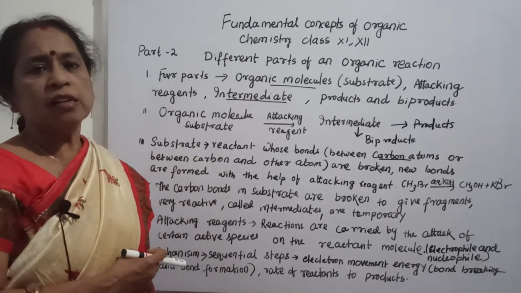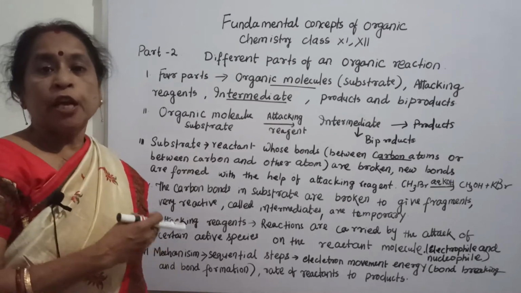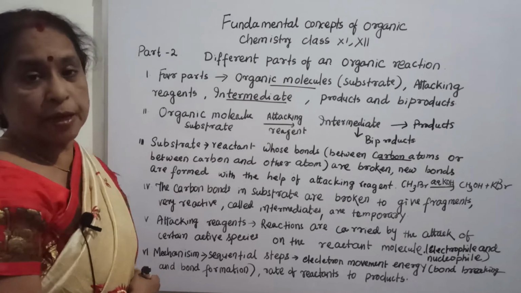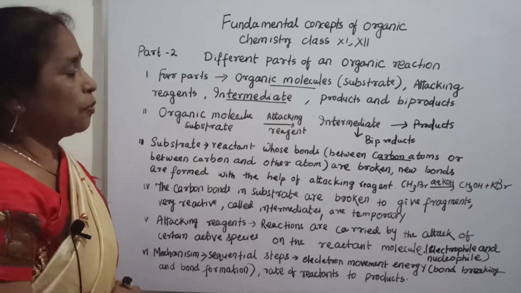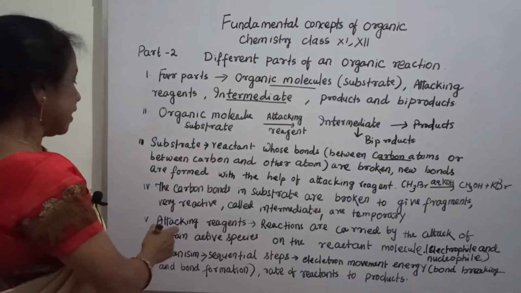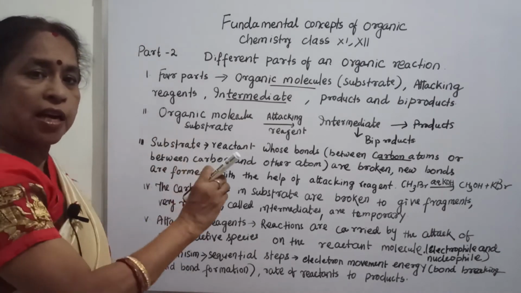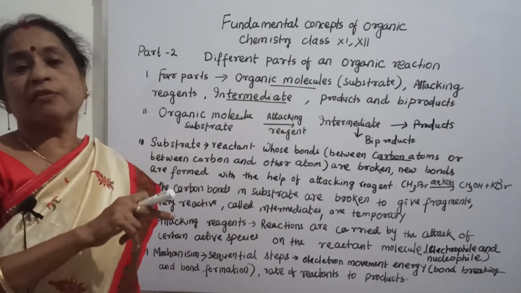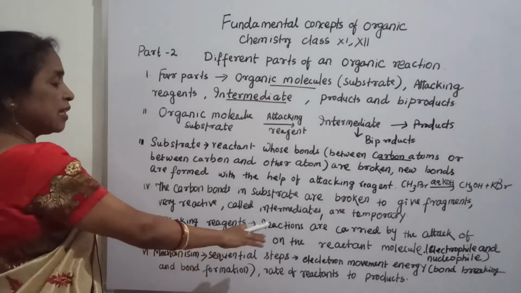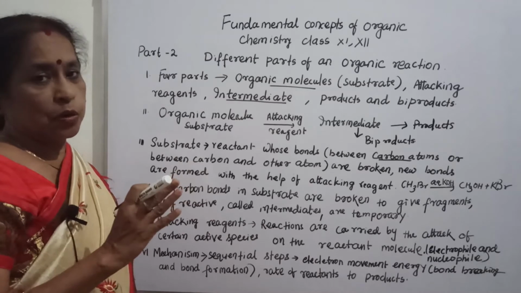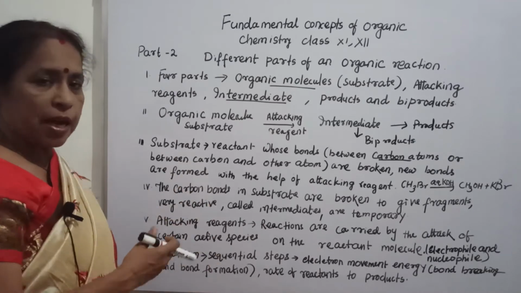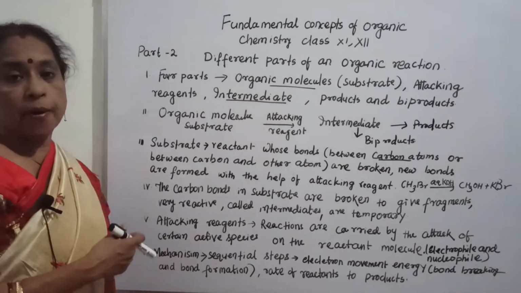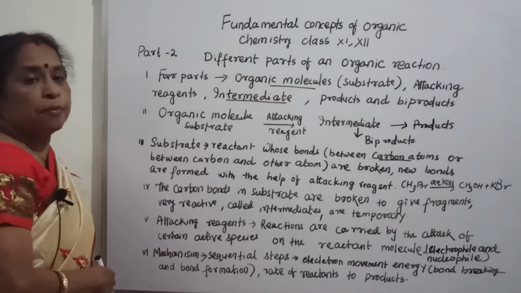One is free radical and the other ones are nucleophile and electrophile. In a later class I will discuss what is meant by electrophile and nucleophile. Now, attacking reagent means they will attack the substrate organic molecule, then only the reaction will carry on. Here there are mainly two types, electrophile and nucleophile, and sometimes free radicals are also called one type of attacking reagent.